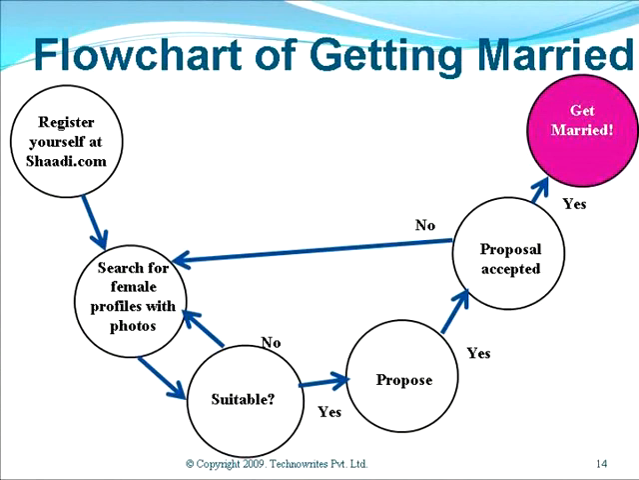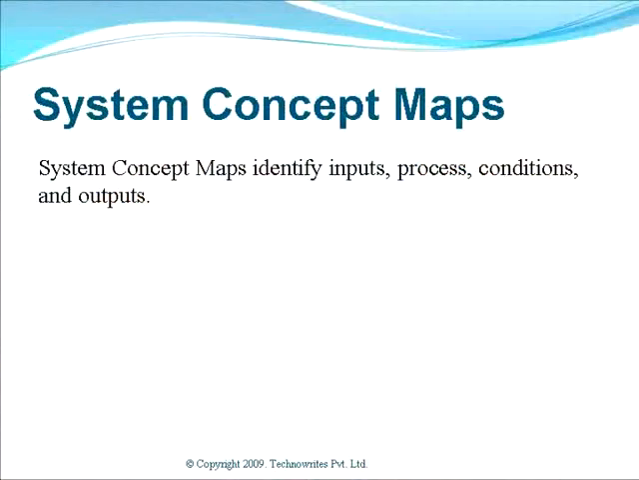So first step is register yourself at shadi.com or any other website you may want, bharatmatrimony.com for example. Search for profiles of suitable candidates with photos. Do you find the candidate suitable? If yes, propose to the candidate. If the proposal is accepted, then you go ahead and get married. If the candidate is not suitable or if the proposal is not accepted, then you will have to go back and search for more candidates. As simple as that. Let's go to the next slide.